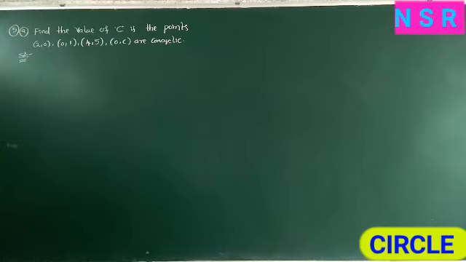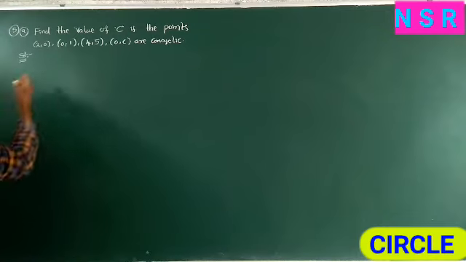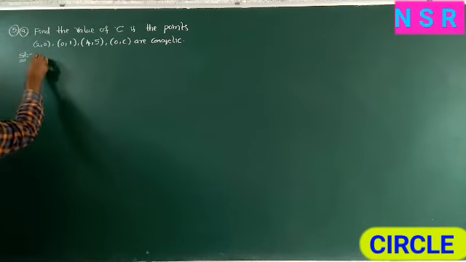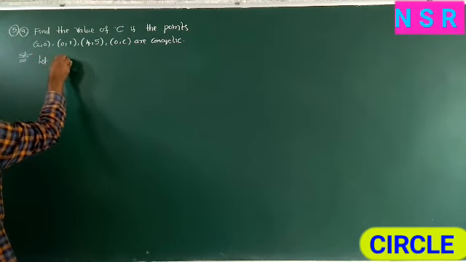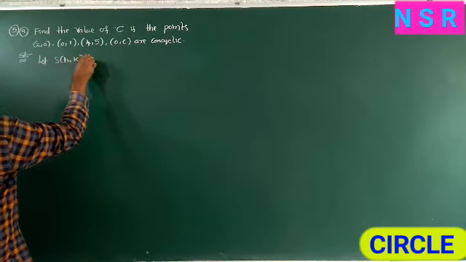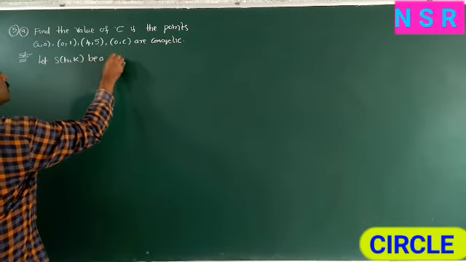So next, question number 5: find the value of C if the points are concyclic. Here it is directly given that the points are concyclic, and we have to find the value of C. So let S h comma k be the center of the circle.